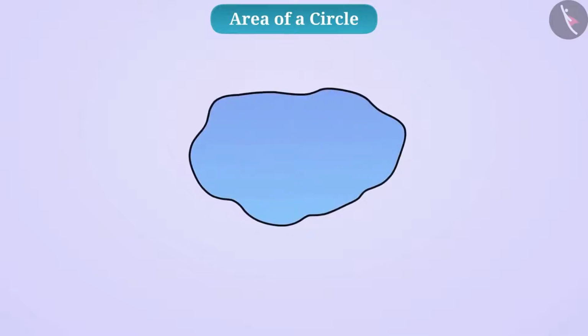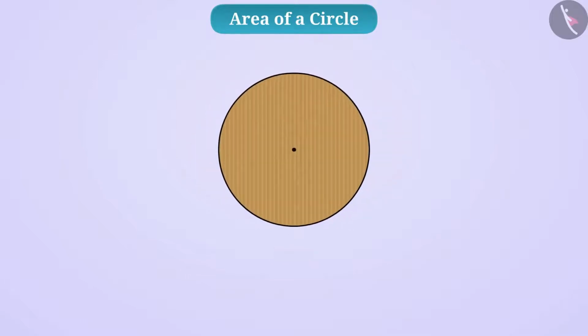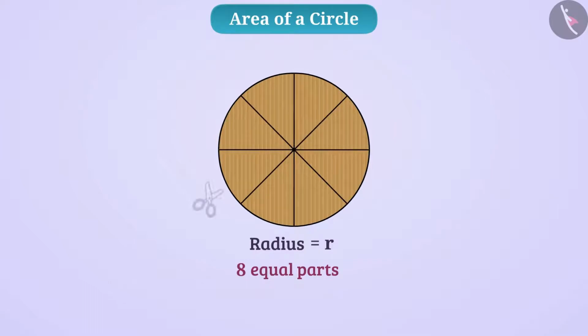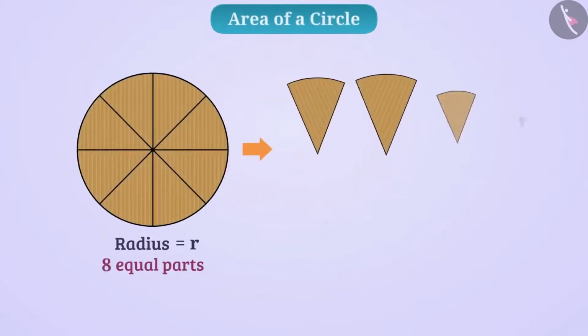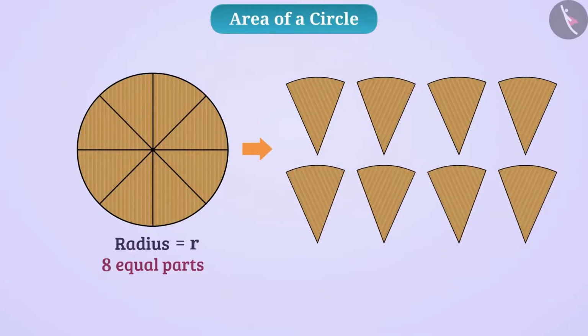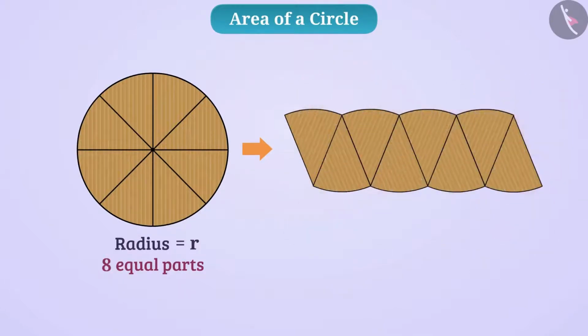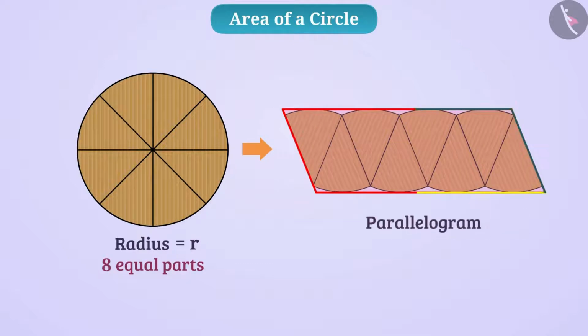Now, let's talk about the area of a circle. We know that the surface enclosed by a plane closed figure is called its area. Let us find the area of this circle by an activity. Suppose we have taken a circle of cardboard. We will consider its radius as r. First, we will divide this circle into 8 equal parts. Now, we will cut these parts and separate them. We will arrange these parts in this way. From this, we will get a shape like a parallelogram.